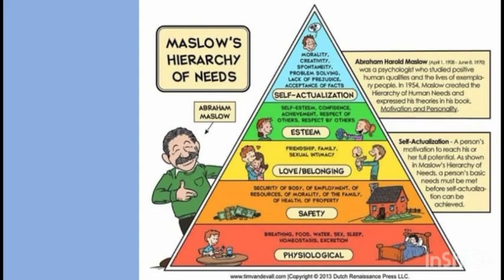So the most basic is the physiological needs. It includes food, water, rest. A hungry or tired student will struggle to learn if they cannot meet this level in the hierarchy. So it is important that we help students first meet the physiological needs of the hierarchy. Second is the safety needs.